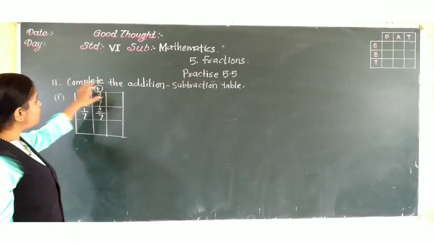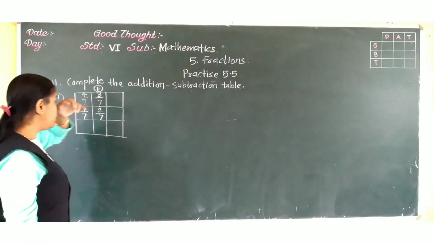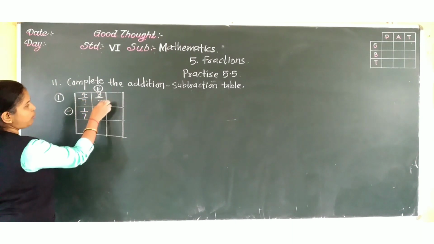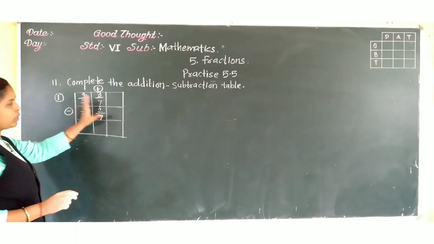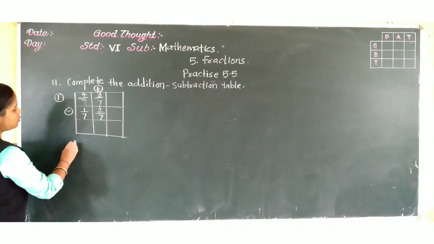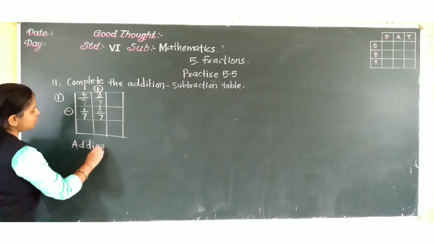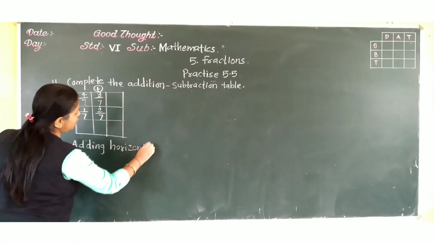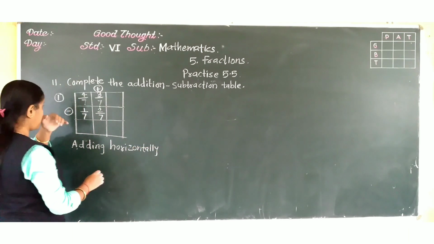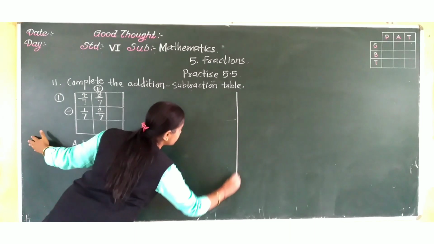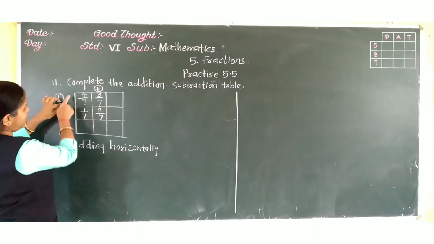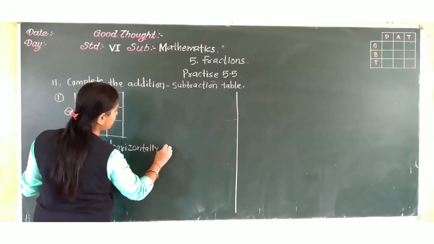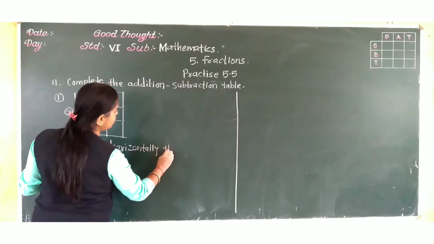Question number 11. Complete the addition subtraction table. Means, in that first one, we see 4 upon 7, 3 upon 7 and we have to add. So first, what we will do, adding horizontally, the first row. These we have to add and columns we have to subtract.